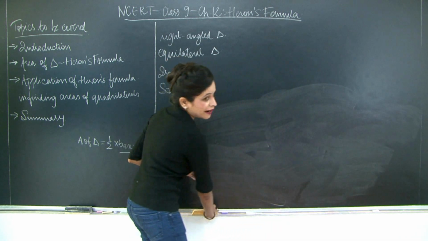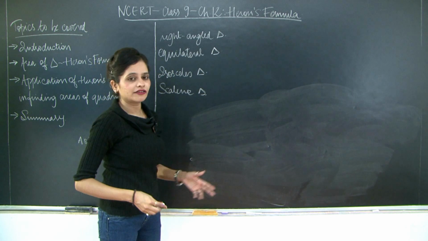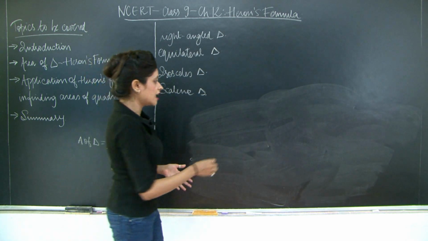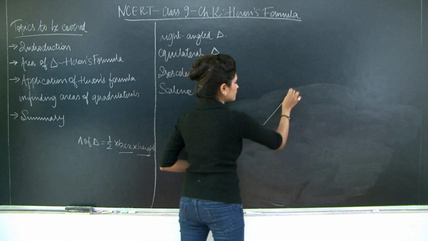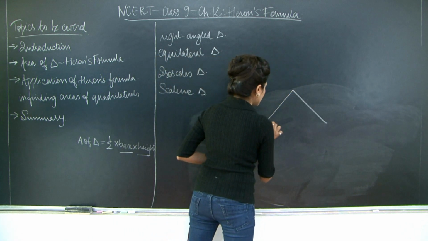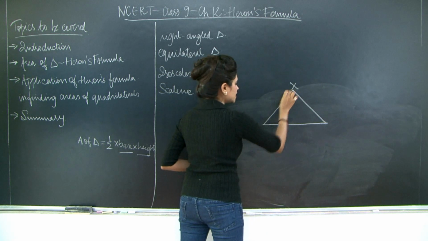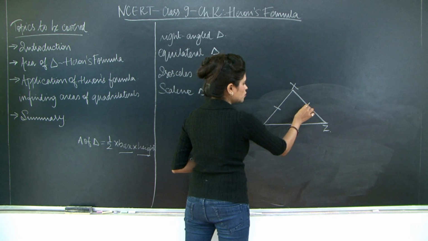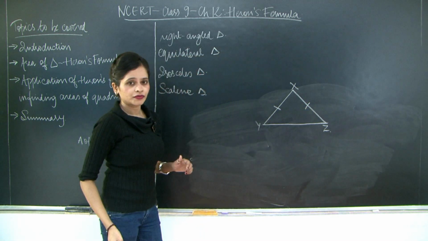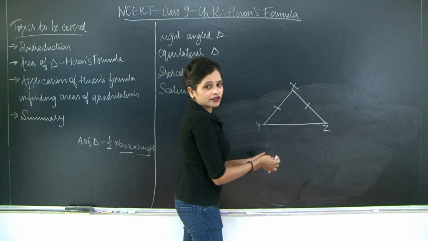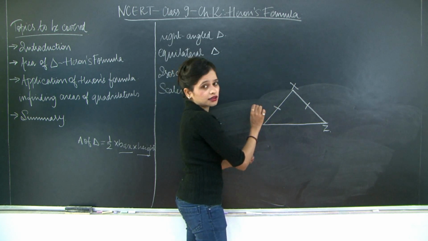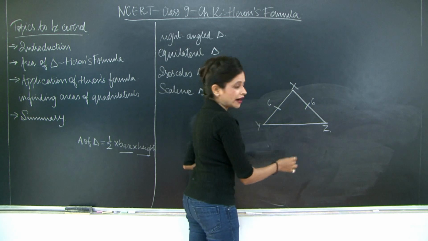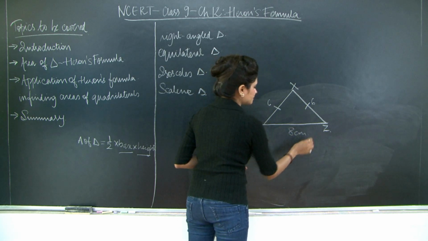So if I have my isosceles triangle where I have been given the length of the common side, any one side, and the length of the other side, can I find the area of my triangle? So let's say I have my isosceles triangle XYZ, wherein side XY is equal to XZ, and it's been given that, let's say, the equal sides are 6 centimeters and this side YZ is 8 centimeters.